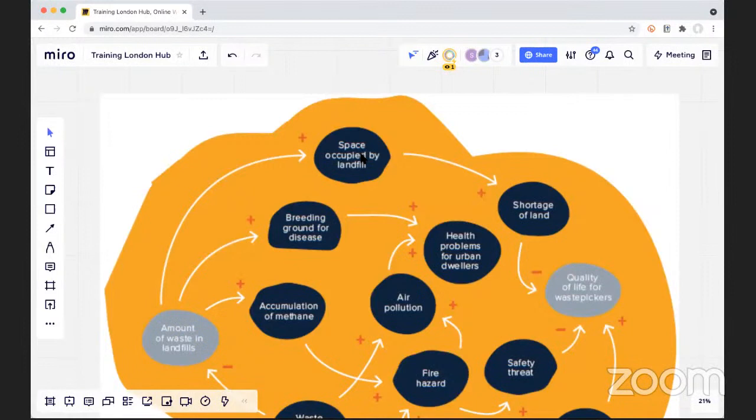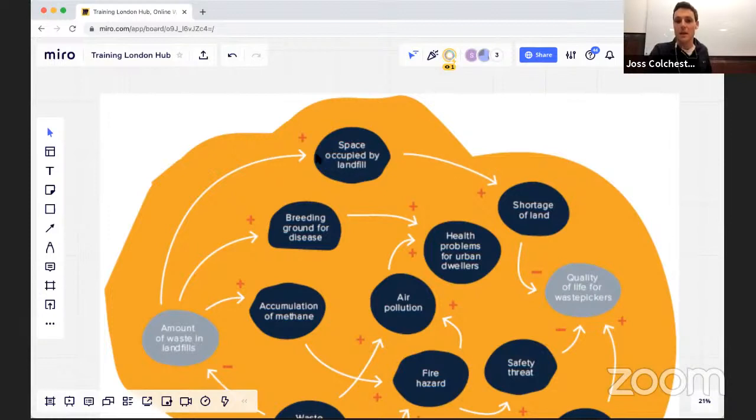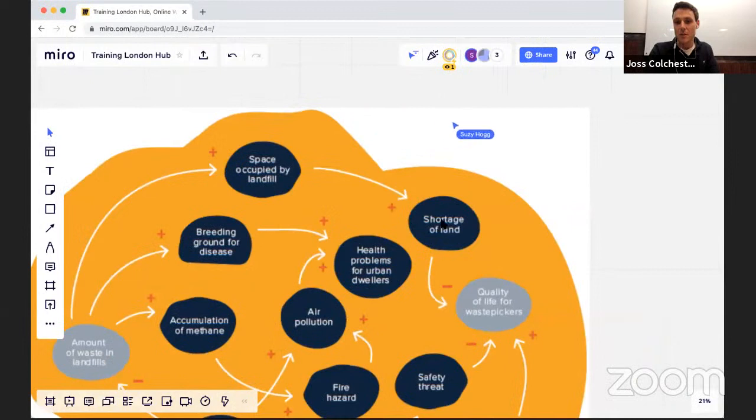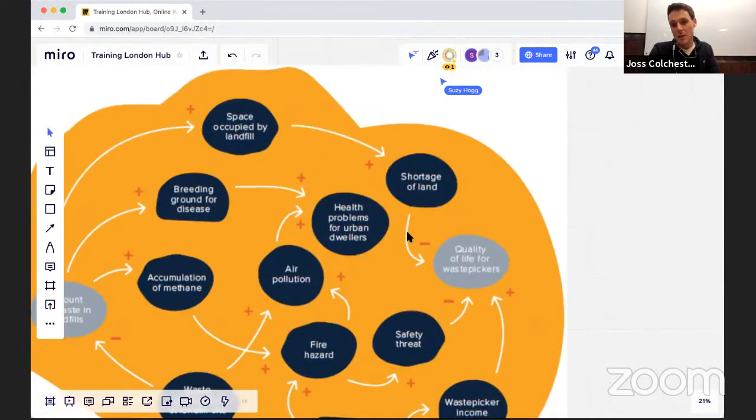So the shortage of land will increase. Yeah, more land. So you skipped ahead there, right? You went all the way from the amount of waste in landfills. That's going to mean more space occupied by landfills, which is going to mean more shortage of land, a positive correlation. And then what happens here? It's a negative one. So what happens here?